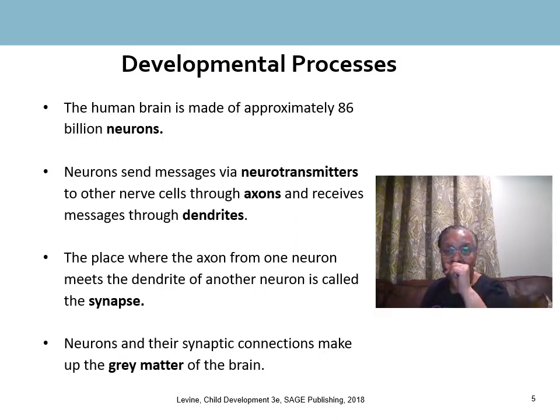Just about all the things that we do depend on how our neurons, or nerve cells, are communicating with one another. Those neurotransmitters are released from one cell and bring the message into the second cell. In terms of development, adults have approximately one quadrillion of these synaptic connections. The neurons and the synaptic connections make up the gray matter of our brain. So we have a whole lot going on up there.